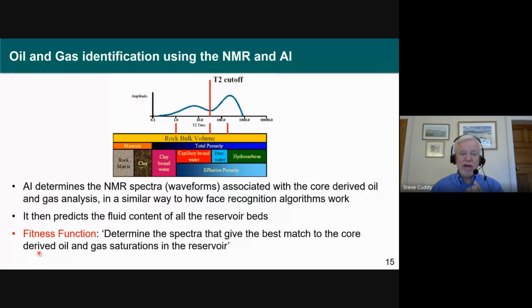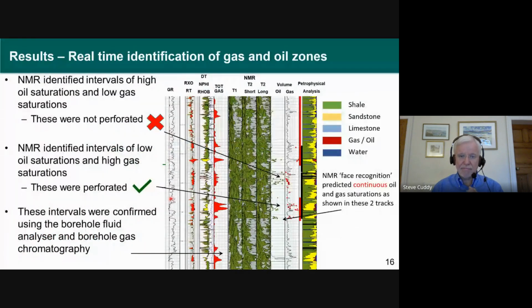So again, we need a fitness function. We want to say what will determine a good result. We want to determine the spectra that will give the best match between the core-derived oil and gas saturations in the reservoir. So this is the result.